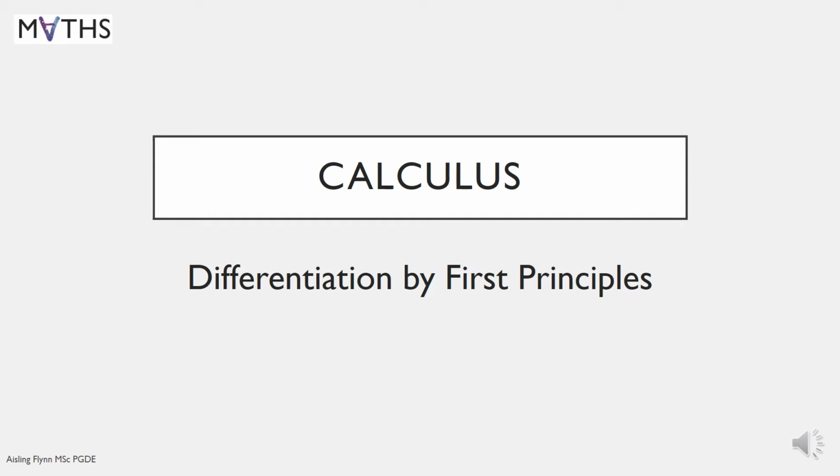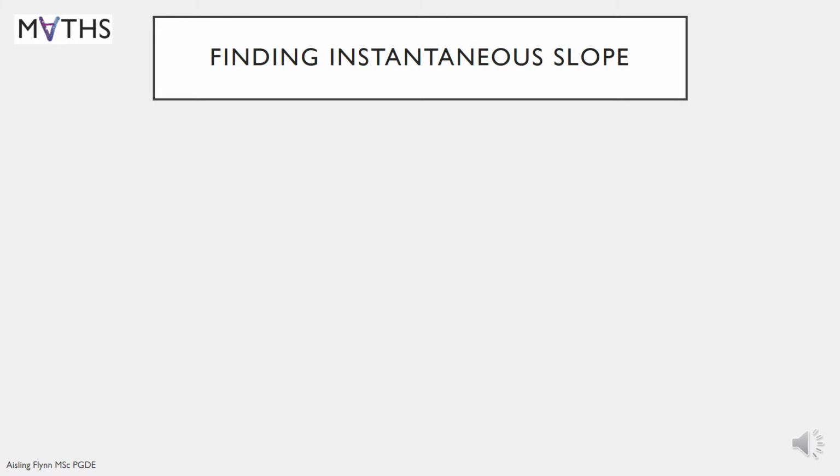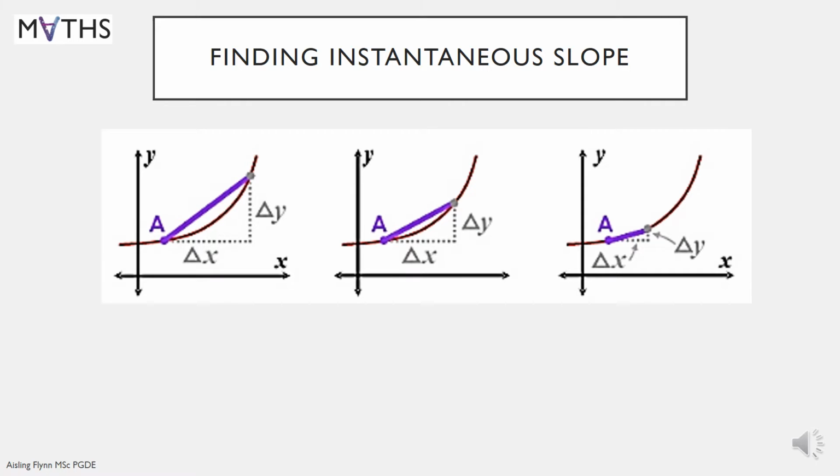We're doing calculus, differentiation by first principles. So what we're going to be doing is finding the instantaneous slope. And this is the general process.